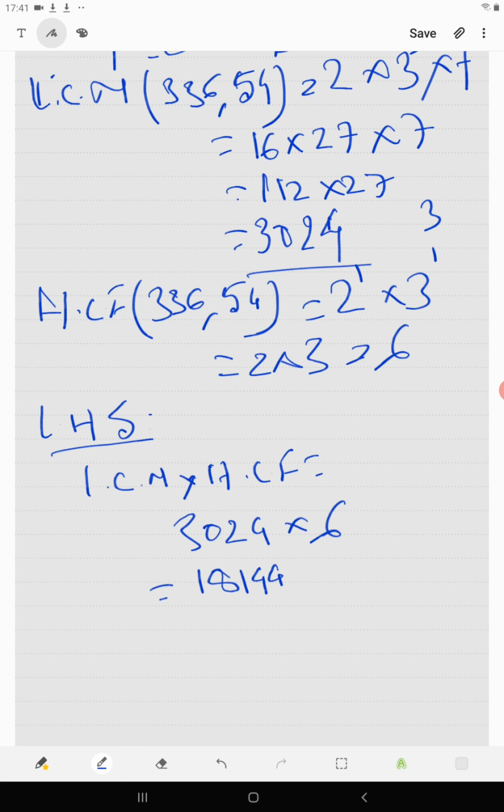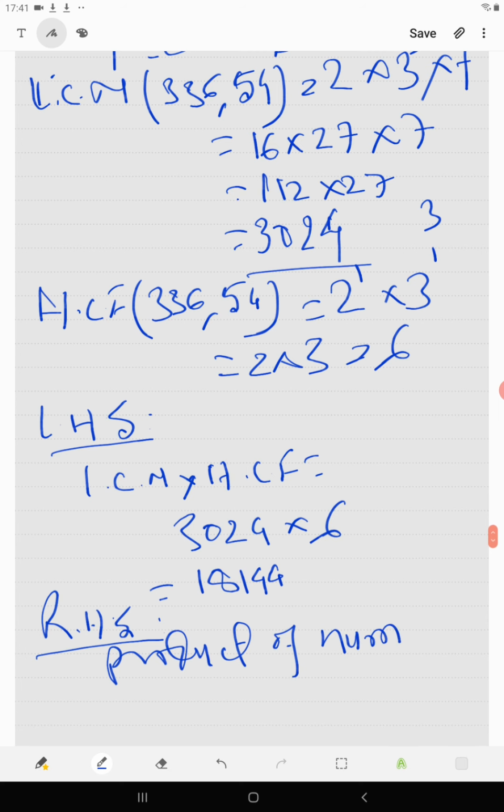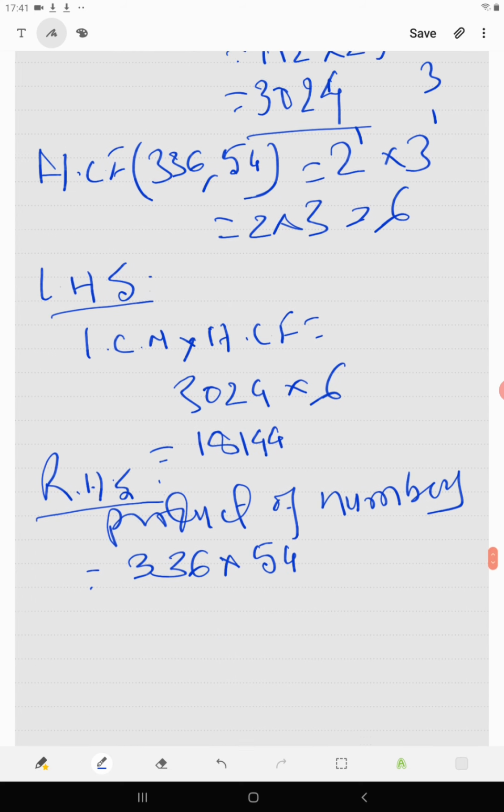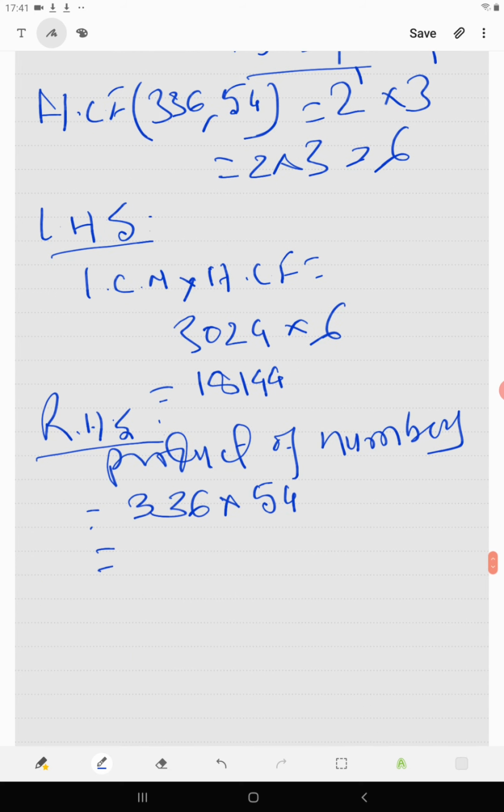18,144. Now RHS is the product of numbers. So what are the numbers we have? 336 into 54. These are the two numbers. So 336 into 54. Okay.